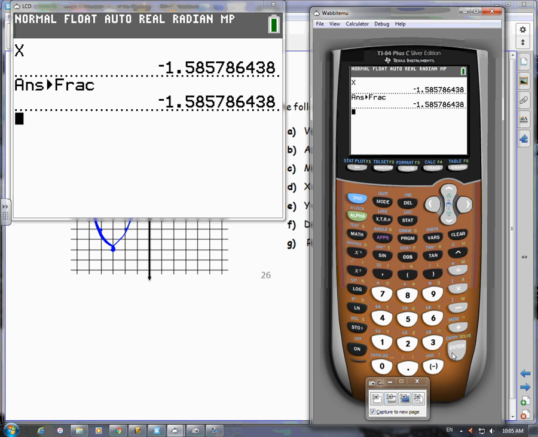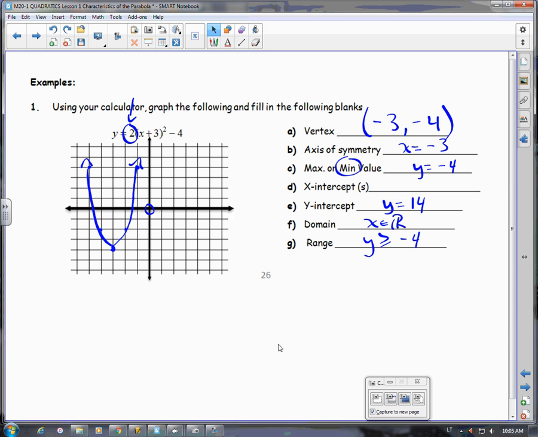Let's round it to the nearest hundredth. So let's call it negative 1.59. X is equal to negative 1.59. Approximately, let's put the dot on top of there. So it's approximately equal to negative 1.59. And then go and find the other one.